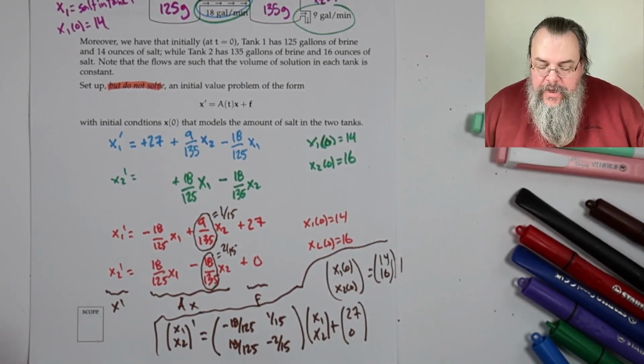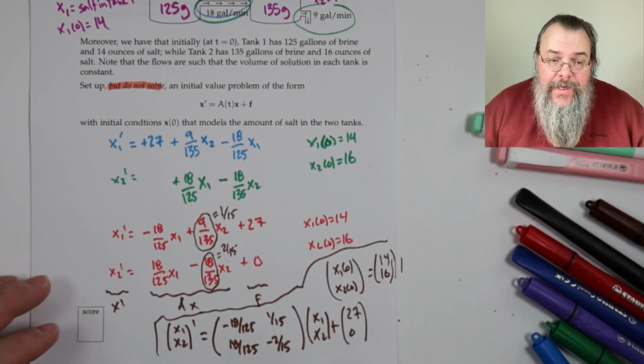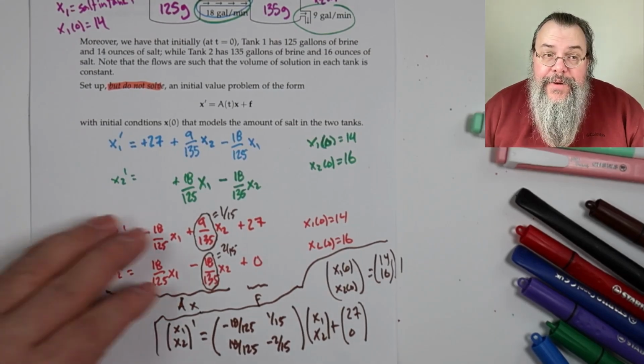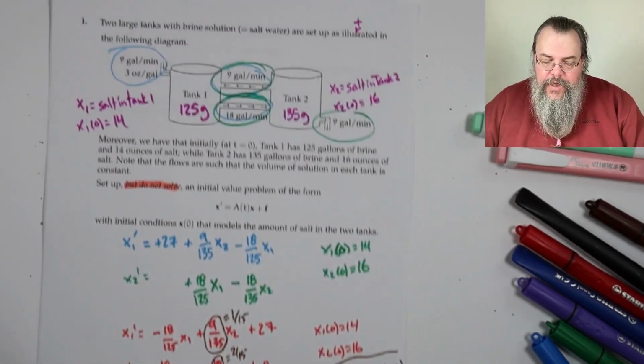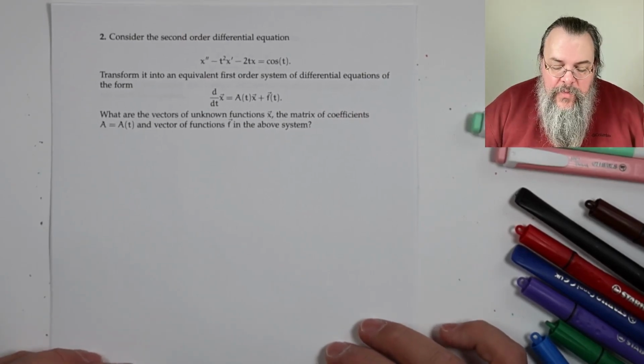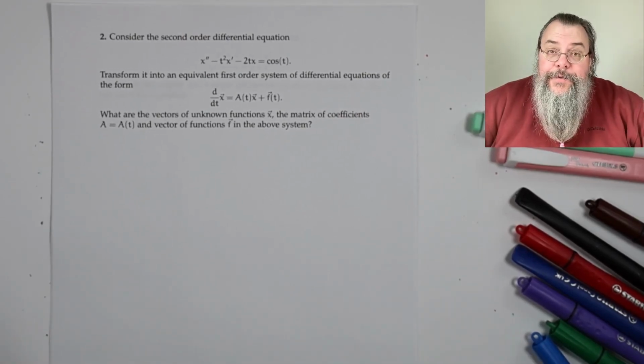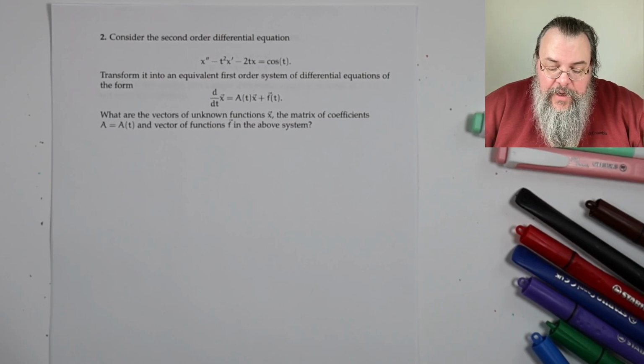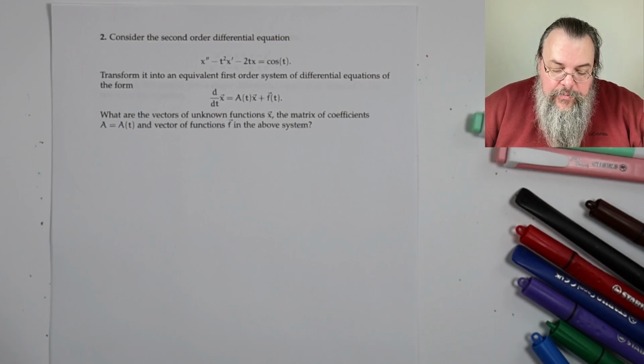All right. Well, that was the setup, and that's all we needed to do, was to set it up. All right. So now we keep going. Number 2. Consider the second order differential equation, x double prime minus t squared x prime minus 2tx equals cosine t.